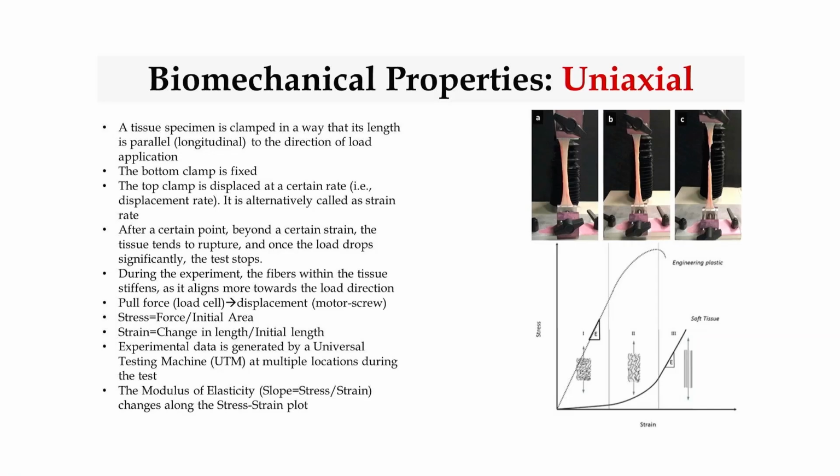Going further, the experimental data I have just mentioned is generated by the UTM, the universal testing machine, at multiple locations and multiple times during the test, so there is a huge populated data set. Finally, once you have converted this data to stress versus strain and plotted it, you can find the modulus of elasticity, which is given by the slope of this plot. Slope is nothing but tangent of theta.